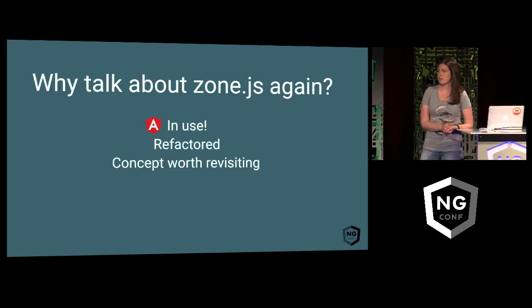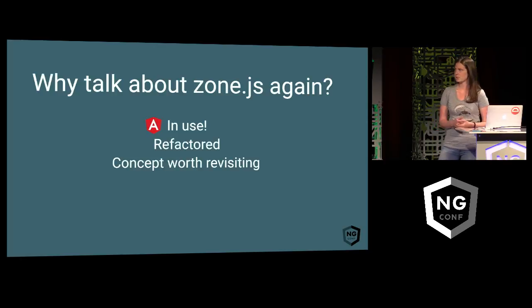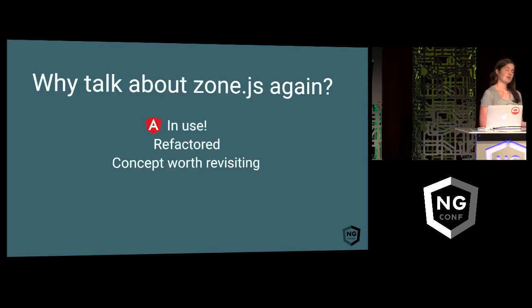First, zones is not theoretical anymore. It's actually in use in Angular 2 for really important behavior, which I'll talk about. Secondly, we've undergone a major refactoring for zones, which introduces a new API and a couple of new concepts. And finally, I find asynchronous behavior in JavaScript confusing, which I think a lot of people can relate to. And I think that these concepts are often worth revisiting, even if you've heard about them before.